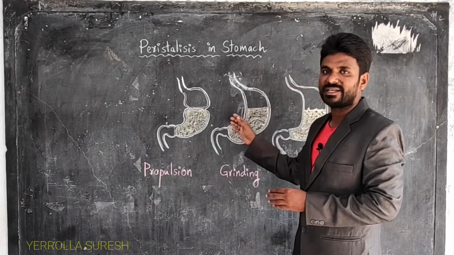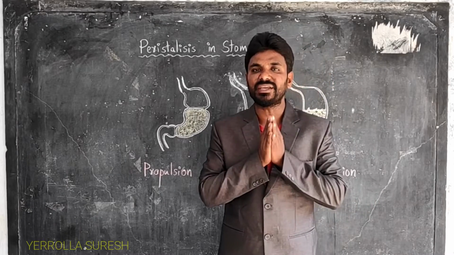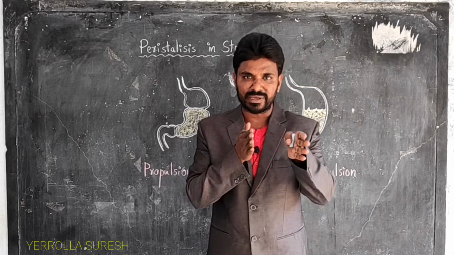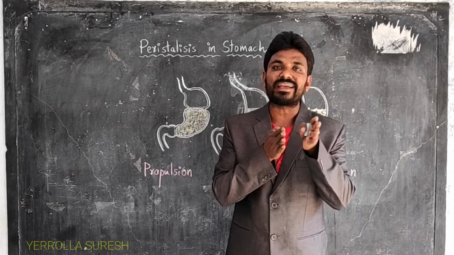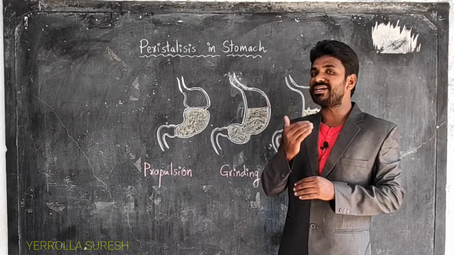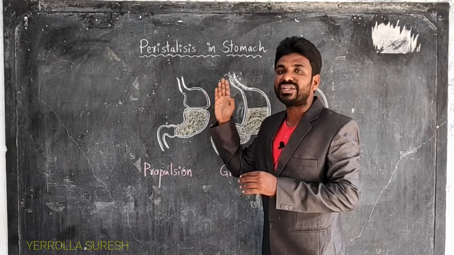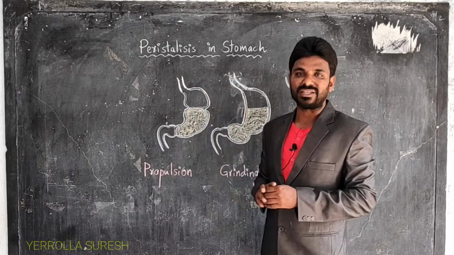The second one is churning of food material. What is churning of food material? Churning is nothing but grinding or mixing of food material with the contractions of muscles present in the walls of the stomach. And how does churning of food material occur here? Here the process of churning is controlled by peristalsis.